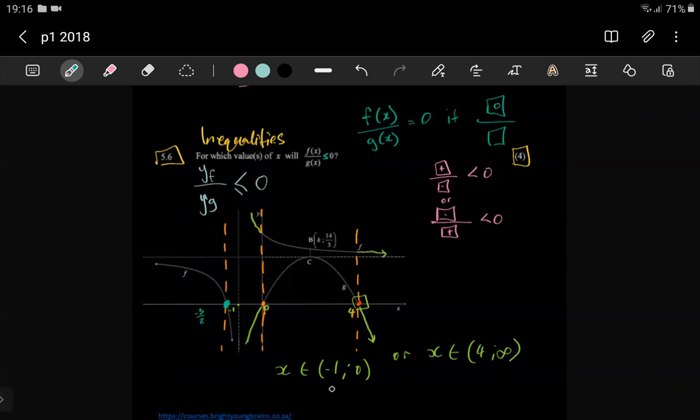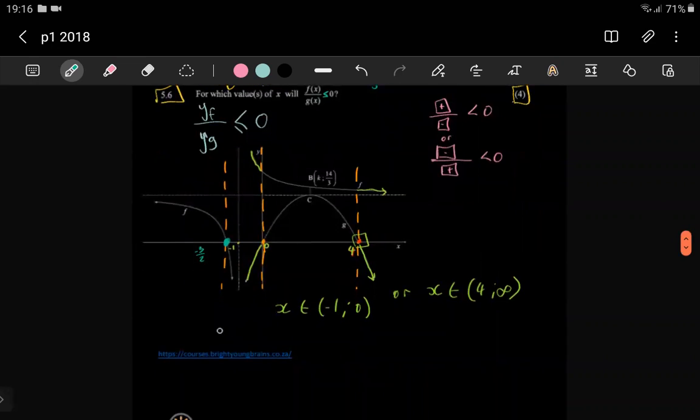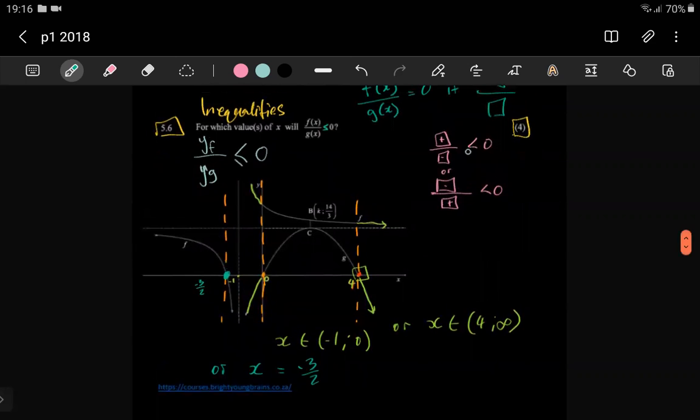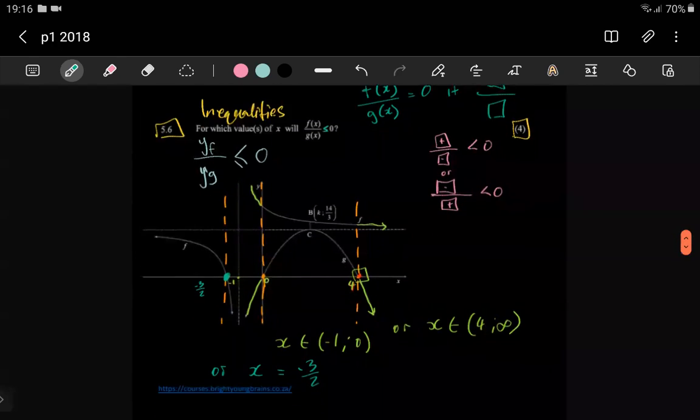So this is an answer, this is an answer, and then we also have to say here, or x is equal to -3/2, because that's what the question is asking. For which x values will this expression be valid? And we say, just break it up. They're asking for which values of x will this expression be smaller or equal to 0. So we say it's smaller than 0 over here and over here. And then we said it's equal to 0 specifically over there only. That's why this question is a 4-mark question.